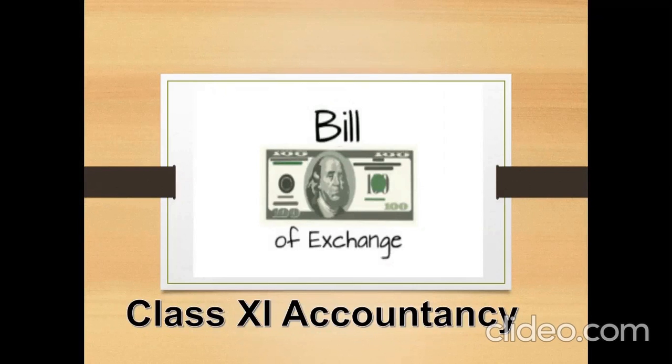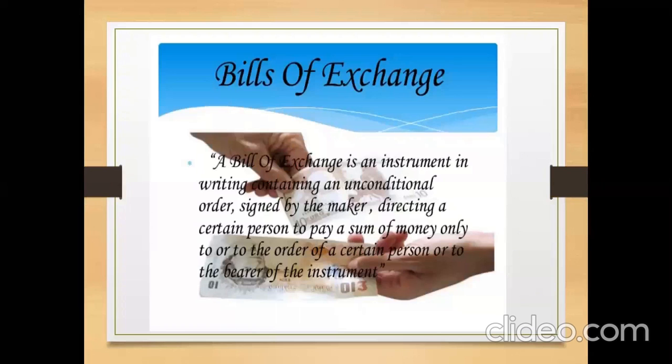This is Bills of Exchange. A bill of exchange is an instrument in writing containing an unconditional order signed by the maker, directing a certain person to pay a sum of money only to or to the order of a certain person or to the bearer of the instrument. Bills of exchange are used when there is a credit transaction.